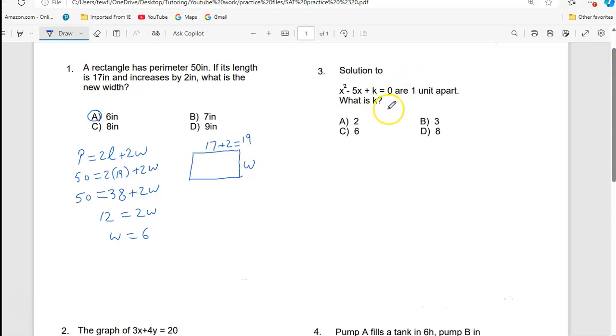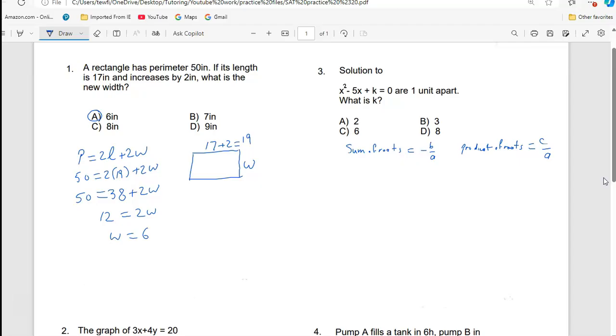For number 3, the solutions to this equation are 1 unit apart. What is K? Give it a try. Alright, to solve this problem, we should know the fact that the sum of the roots equals negative b over a, and the product of the roots equals c over a.